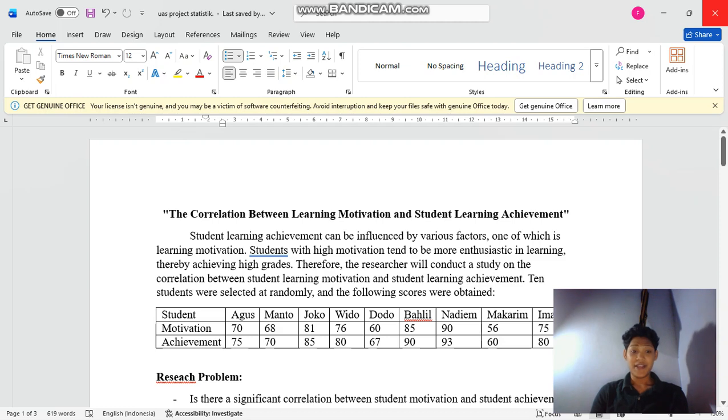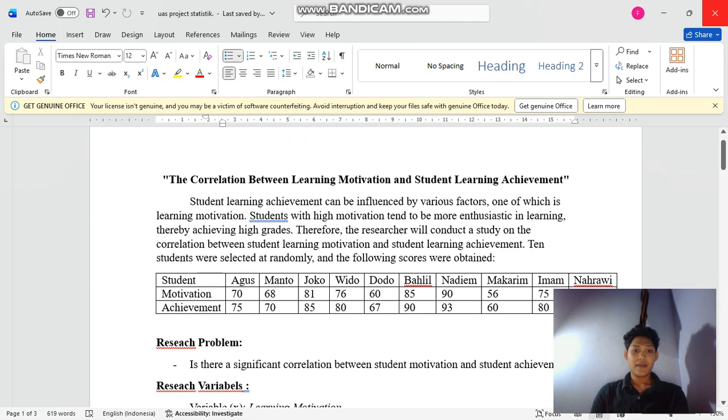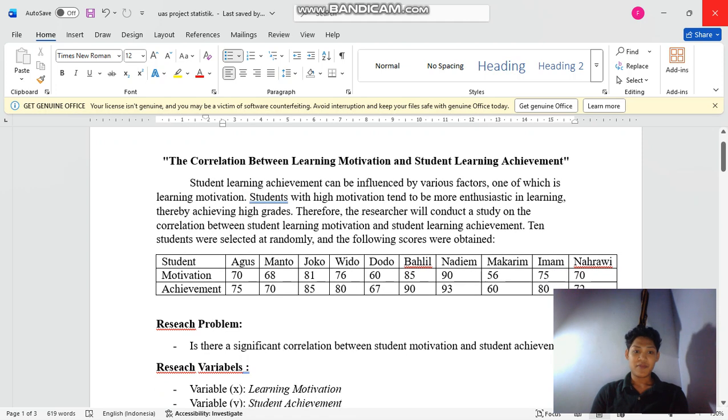Today, I will be explaining about the last project about the correlation statistic and experimental research. Okay, the first is about the correlation. So we have the background in here.